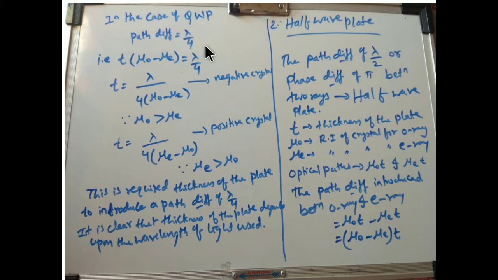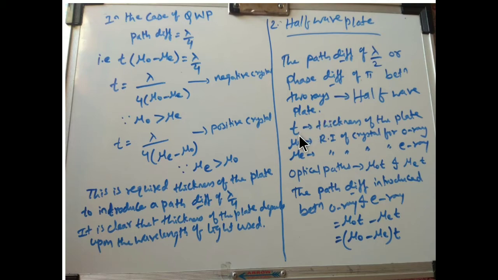The next topic is the half wave plate. Here, half is 1 by 2. So a half wave plate means the path difference should be lambda by 2, or a phase difference of pi, between the two rays, the ordinary and the extraordinary. A crystal plate which introduces a path difference of lambda by 2 or a phase difference of pi between the ordinary and the extraordinary ray is known as a half wave plate.